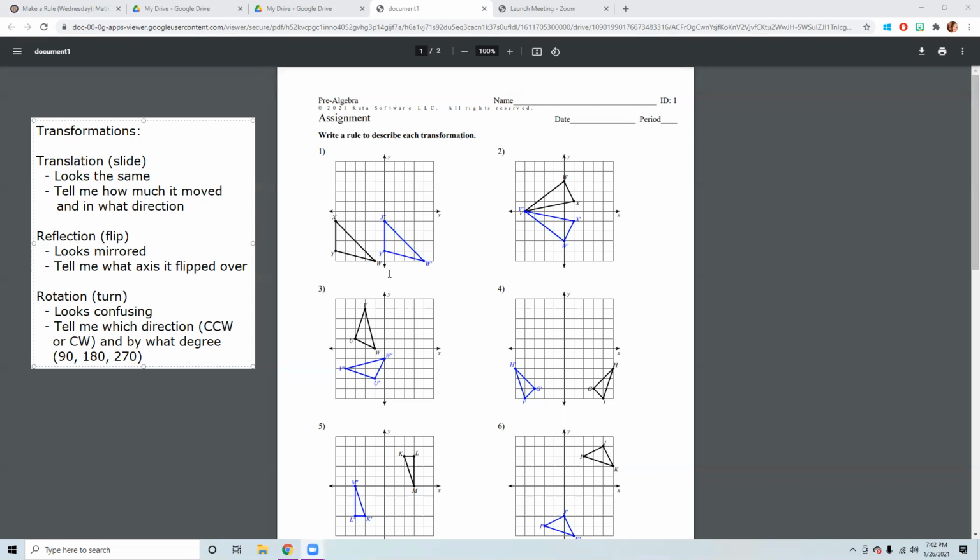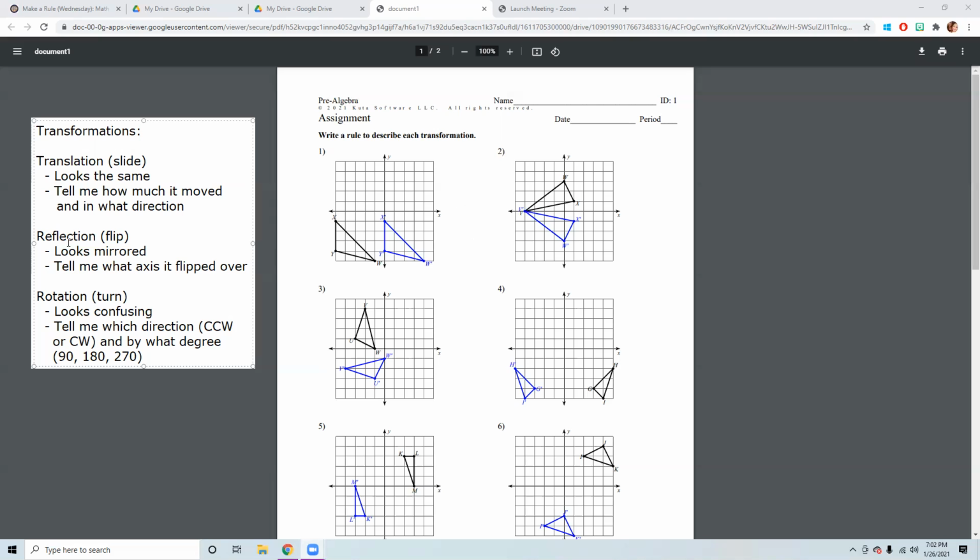What you're going to be doing for this assignment is looking for which transformation happened. For a translation, it's going to look basically the same. So it basically looks the same for number 1, so I would say that this is probably a translation. After you tell me which transformation happened, you're going to give me a little bit of details, the rule that happened. For this translation, you're telling me how much it moved and in what direction. Did it move up, down, left, or right? And by how much?